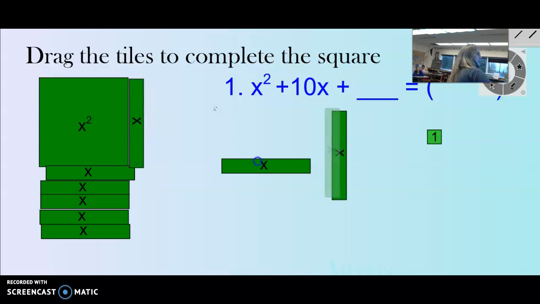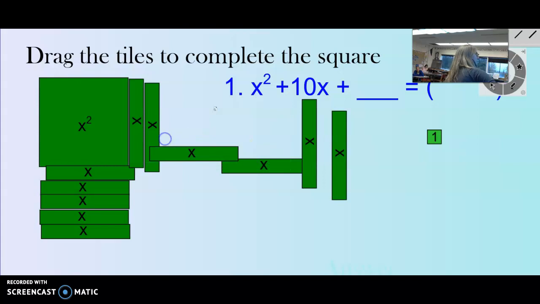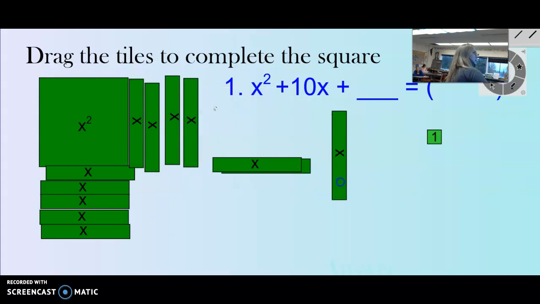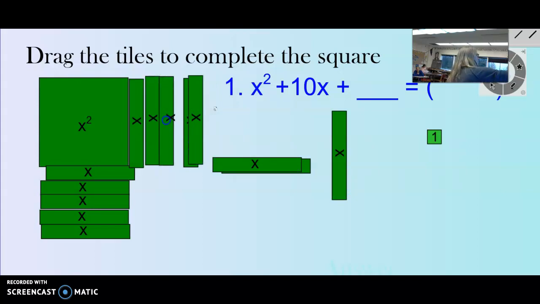And you can actually try to arrange these and make a square a different way, and you probably could figure out a different way, but you still have to add the same number of unit tiles to complete the square. So how many unit tiles would I have to add? Oh, these are falling apart now.